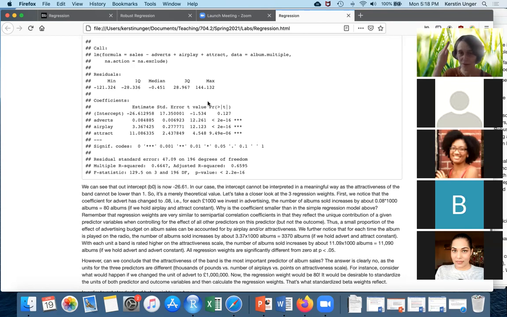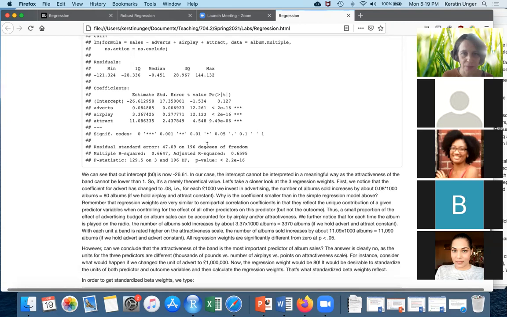It's always a probability to get an estimate that extreme or more extreme, under the assumption that the null hypothesis is true. Okay. And then the significance is all the same, right?